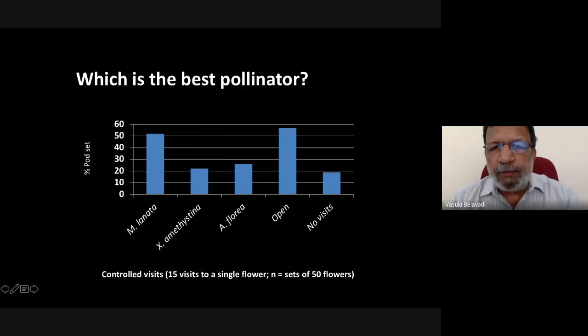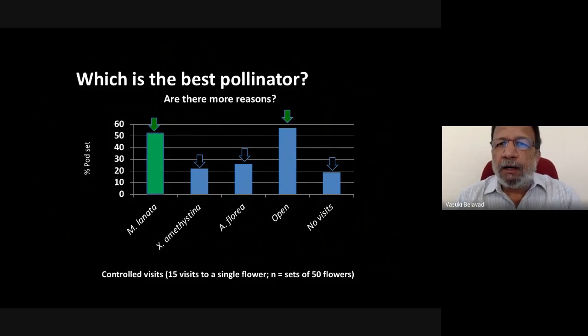Then when we looked at the percent pod set, the percent pod set was not significantly different between no visits, that means under the control condition, with Apis florea and Xylocopa amethystina, which means that these two species, though they are visiting, they are not helping in any way in increasing pollination. But when you compare the visitation by Megachile lanata, which is equal, or almost equal to the open pollination, it shows that it is the Megachile lanata in the wild which is actually the best pollinator. So this is a better pollinator.